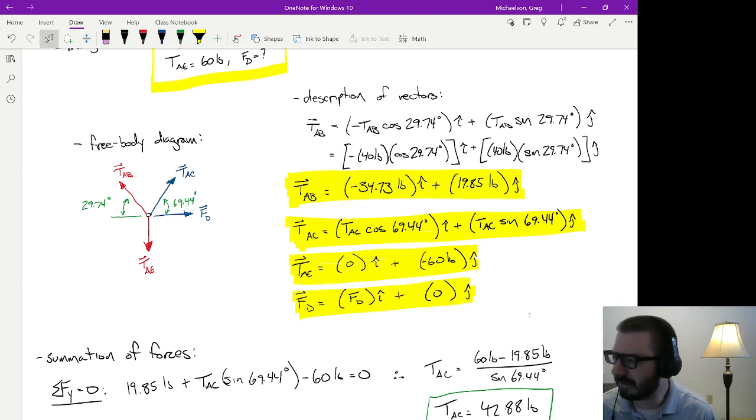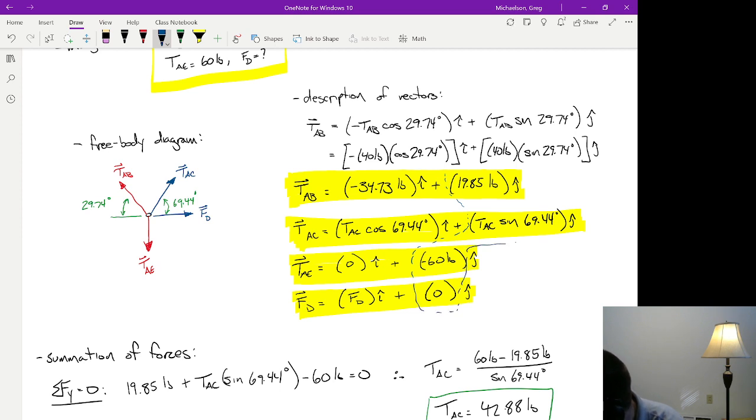Now, the first point, as I said in the beginning, the first point I was making in this problem was that just because there's more vectors doesn't mean it's a different process. You're still going to describe your vectors in IJ format. You're going to sum up your x components, sum up your y components, and solve. The second point I wanted to make with this example is you do not need to break out the matrix solver for every problem. With this problem, if we focus on our y components first, let me do this. I know that's a little ugly, but it makes the point.